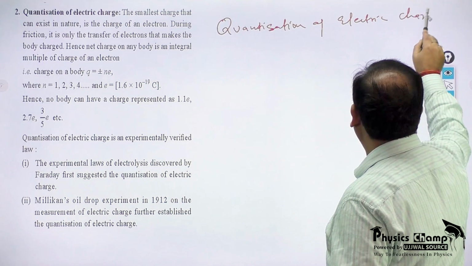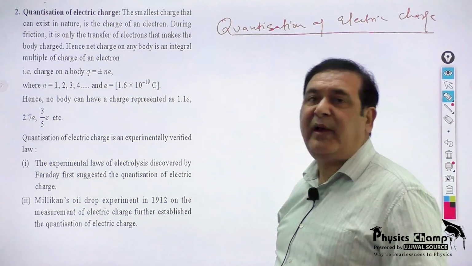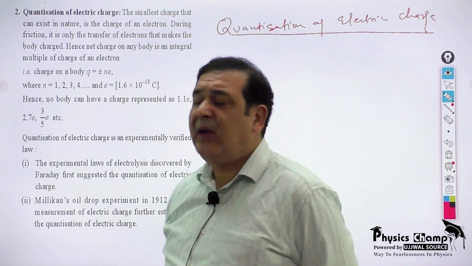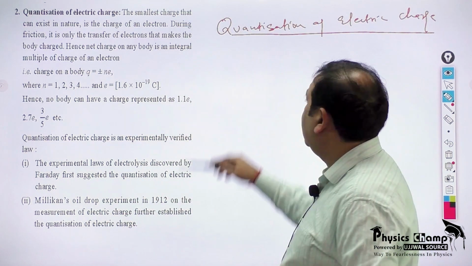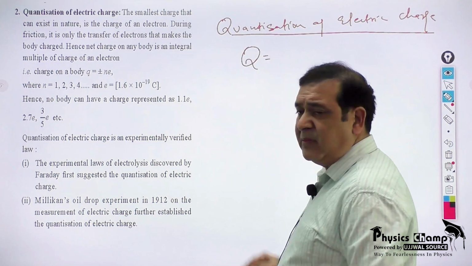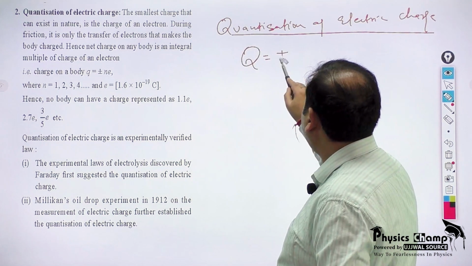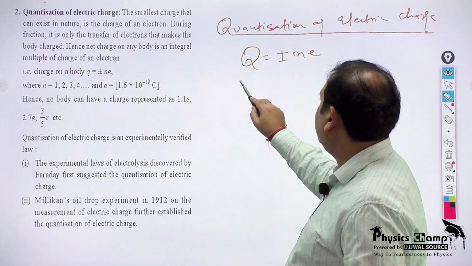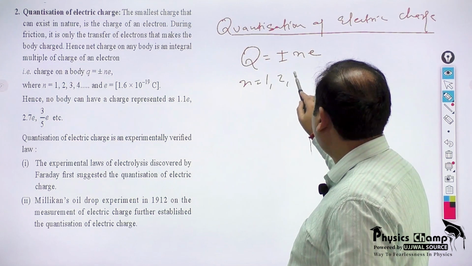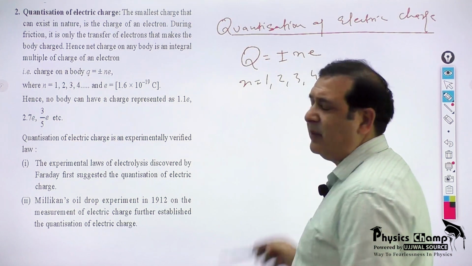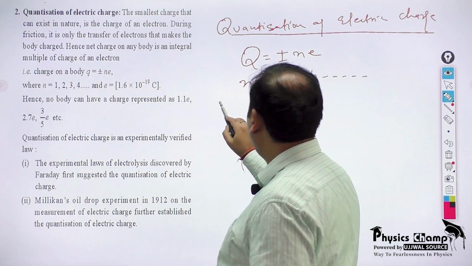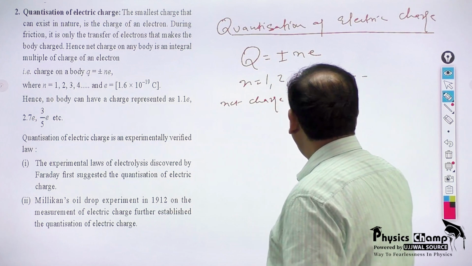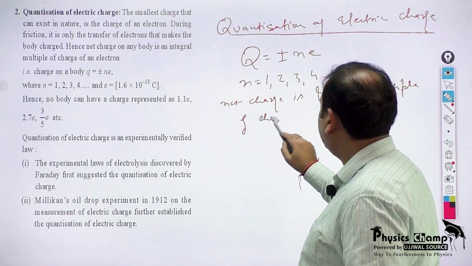The second property, which is very important, is quantization of electric charge. What do we mean by quantization? In a straight way, I would say quantization of electric charge would mean the net charge on a body is an integral multiple of the charge on an electron, where the value of n can be 1, 2, 3, 4, like that. So we can say net charge is an integral multiple of the charge on an electron.